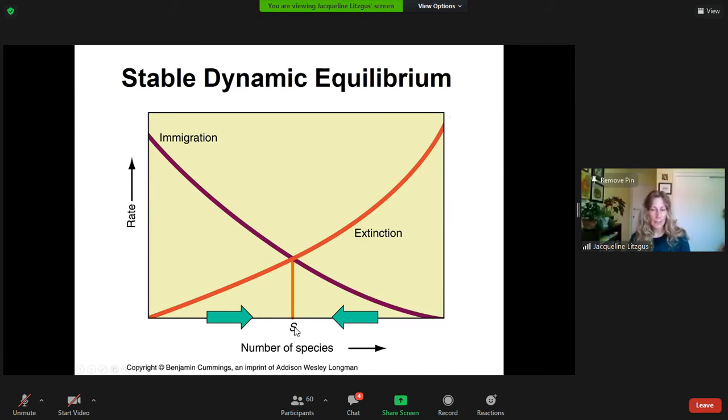So you have a stable dynamic equilibrium. Stable, you have this number of species. Dynamic, the species list is changing because of turnover, because immigration and extinction are constantly operating. And it's an equilibrium because we have a tendency to go back towards that stable value once we get away from it, because on the high end, extinction exceeds immigration. On the low end, immigration exceeds extinction, okay? So it's a stable dynamic equilibrium.